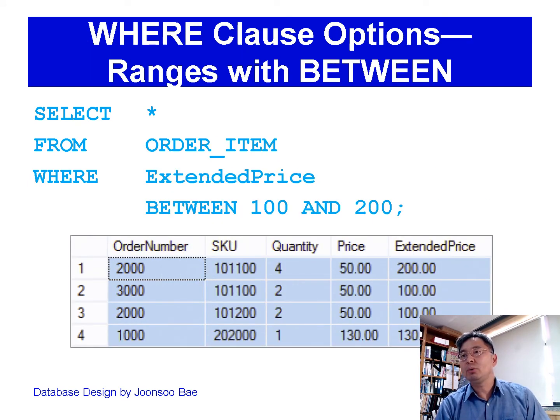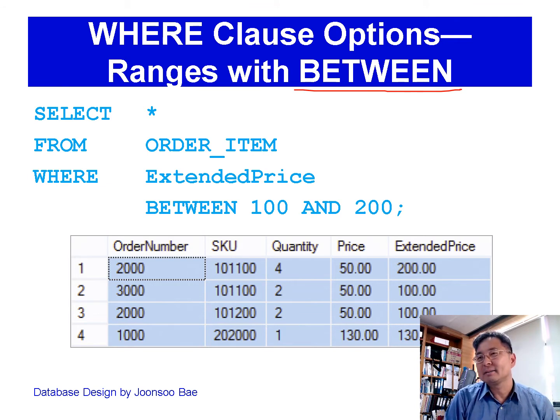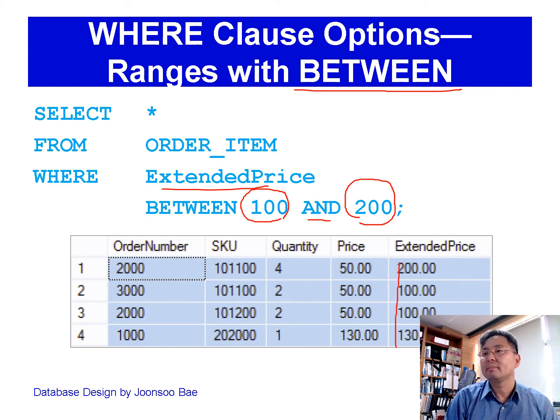And also BETWEEN is available in SQL statements. BETWEEN A AND B means that the number must be between 100 and 200. That means extended price must be greater than or equal to 100, and the logical operator AND, smaller than or equal to 200. Extended price must be between 100 and 200.